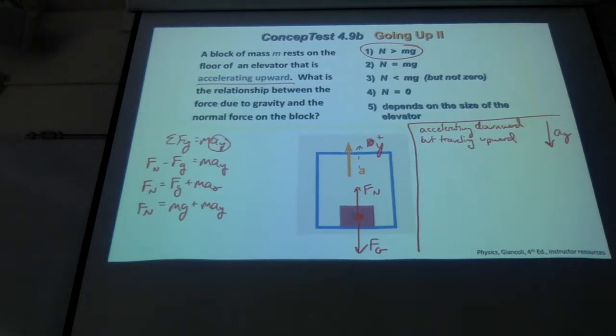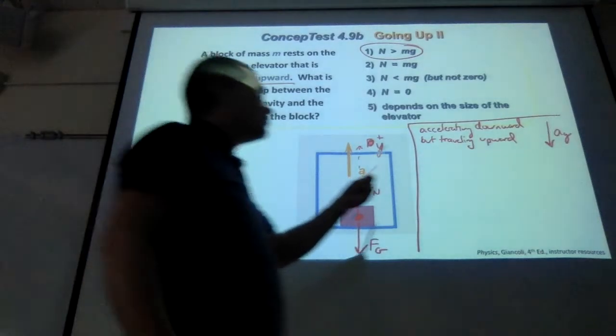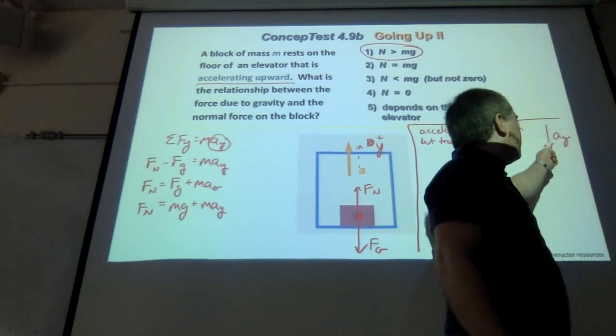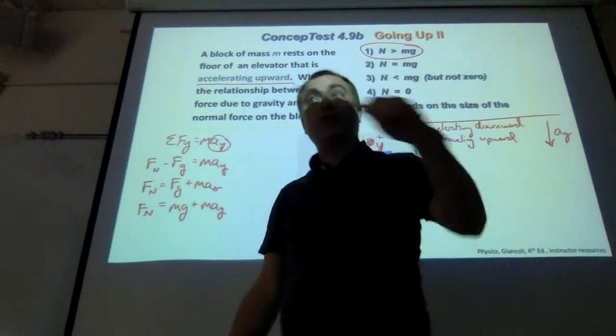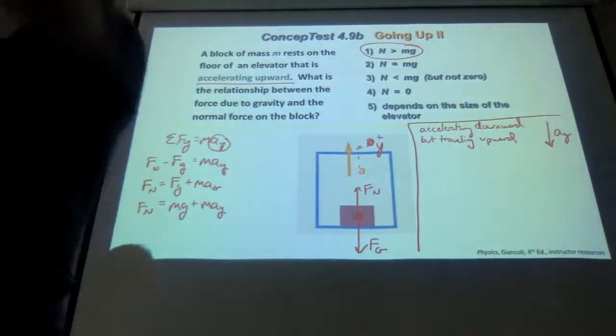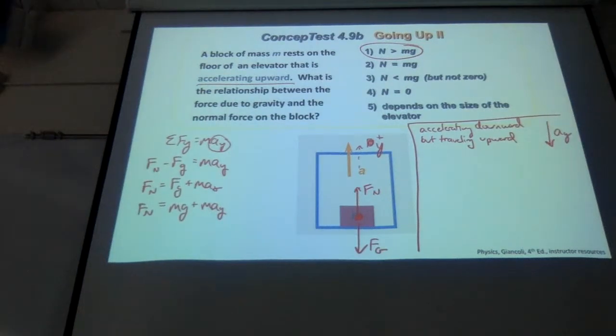Remember, an acceleration isn't which direction you're traveling. Acceleration is the influence on the direction you're traveling. So I'm still going up. Acceleration is down. That means I'm approaching my floor and my velocity is now decreasing.